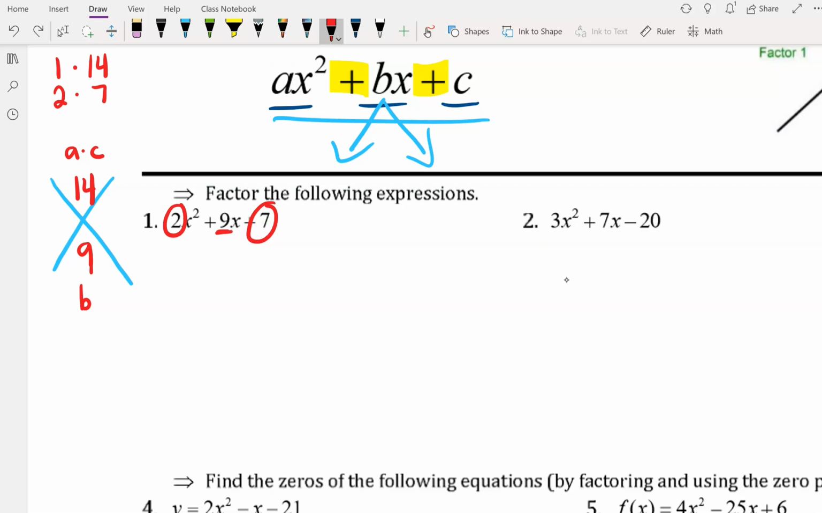All right, then I look at these 2 and these 2, or this combination and this combination, and I decide which one adds to give us 9. 2 plus 7 gives us 9. So those are the 2 numbers that go onto the side. All right, once I find these 2 numbers, these are the numbers that I use to split my middle term.